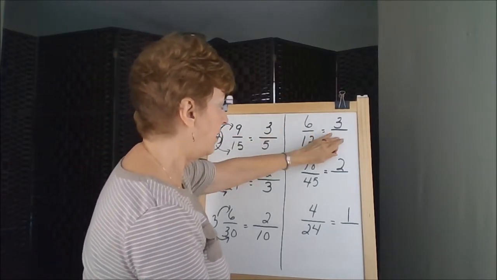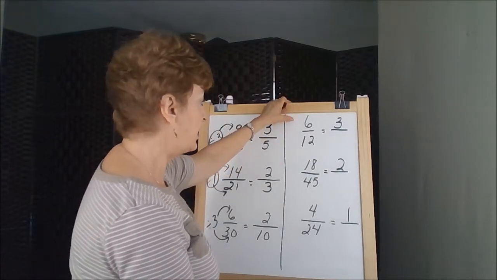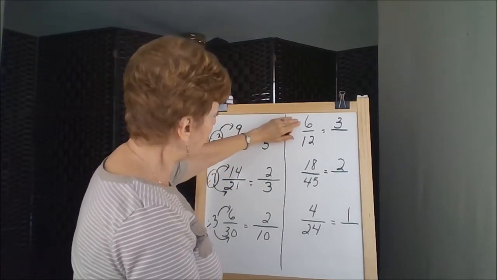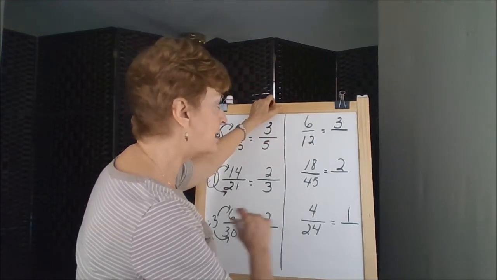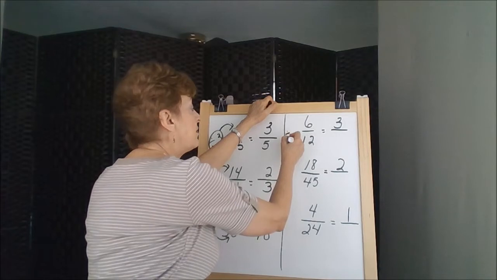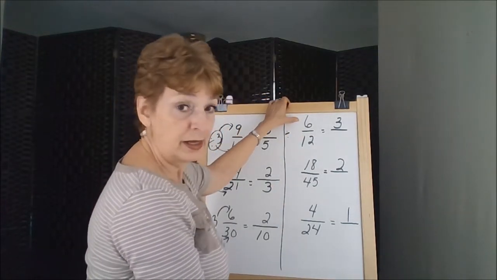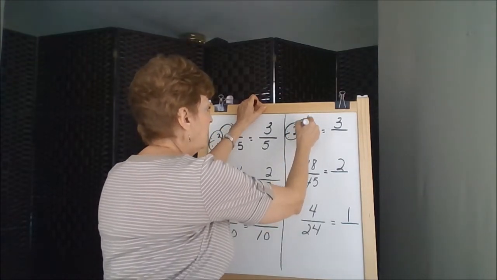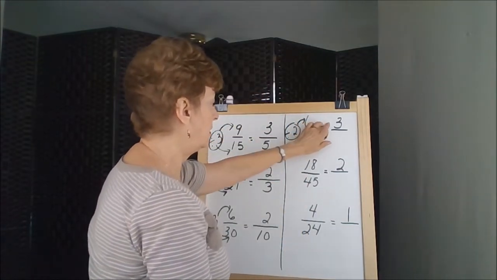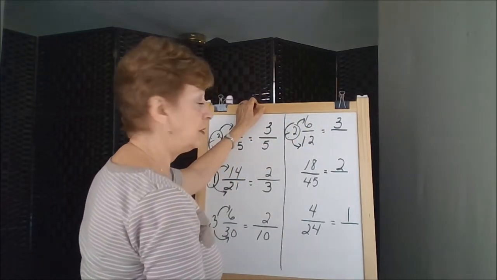This time, I've left out the denominator, but it's the same thing. It's the same strategy. What did I do to 6 to make it a 3? It's going in the smaller direction, so we know we're going to divide by something. 6 divided by 2 is 3. So we're going to use it again here. 12 divided by 2 is 6.